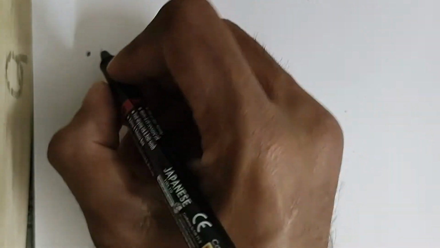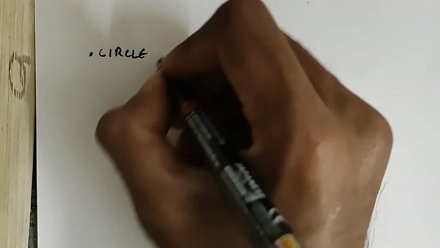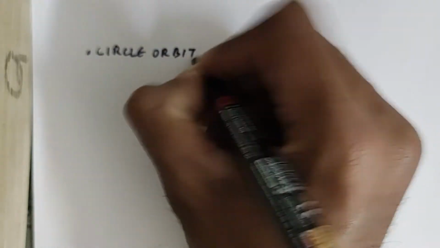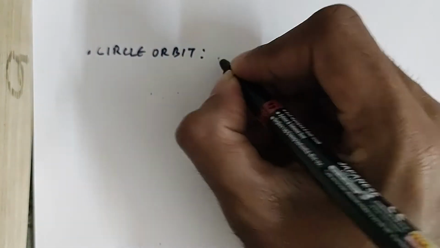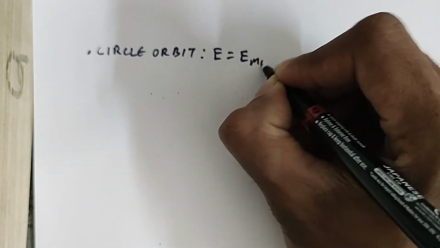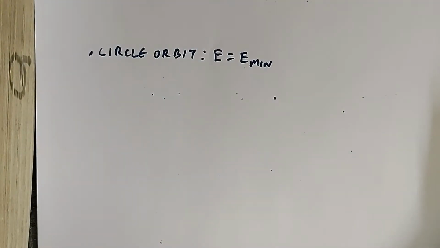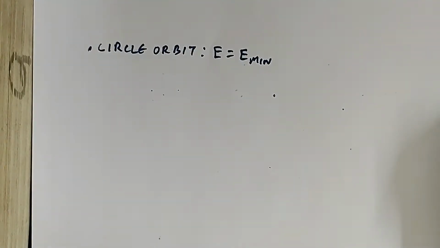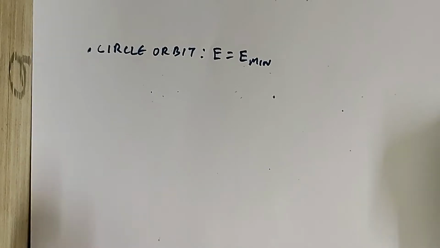So let's start with circle. As being said, circle orbit or circular orbit. So we saw the condition was energy should be equal to the minimum energy. So what it states is the lowest energy state corresponds to the minimum U effective.